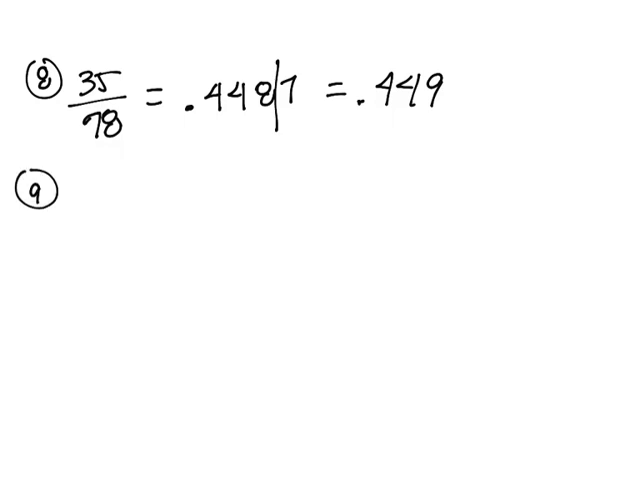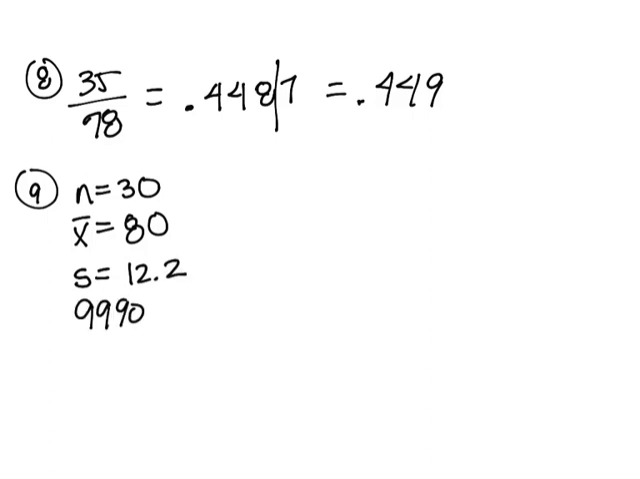Number 9 and 10, these are confidence intervals. So on 9, this is the stuff that you just got your test back on. We got 30 randomly selected students who took a calculus final. The mean score was 80. And see that sample standard deviation is 12.2. Construct a 99% confidence interval for the mean score.